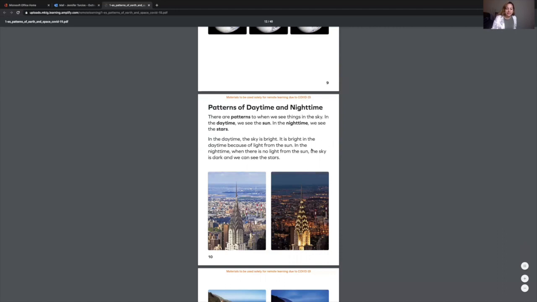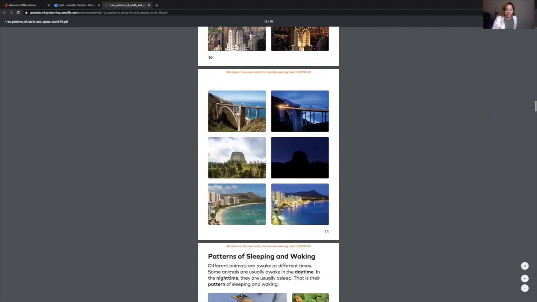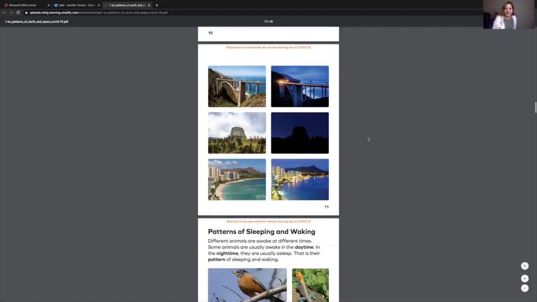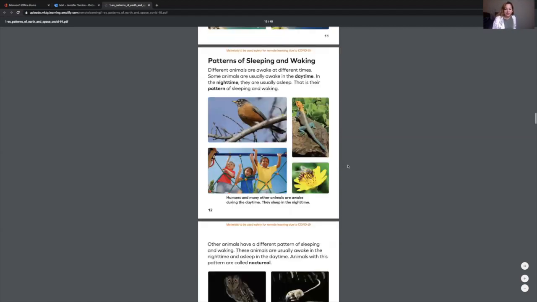In the daytime, the sky is bright. It is bright in the daytime because of light from the sun. In the nighttime, when there's no light from the sun, the sky is dark and we can see stars. So here are some examples of daytime and nighttime. As you keep going back to this book, you can keep exploring other types of patterns.